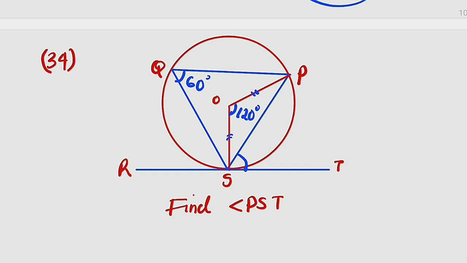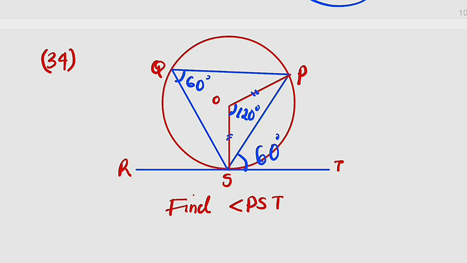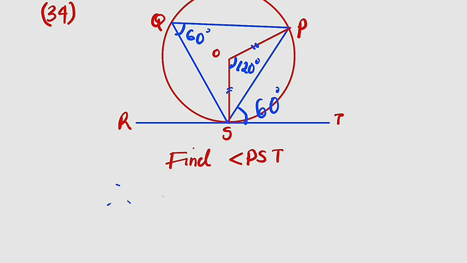That's number one. And you should remember the alternate segment theorem, which states that the angle formed between the tangent line and the chord is always equal to the interior angle subtended by that chord at the circumference, which is this one. So therefore, this one will also be equal to 60, right? So this is 60 degrees. And what are we looking for? PST, which is also 60. So therefore, angle PST is equal to 60 degrees without showing any working.